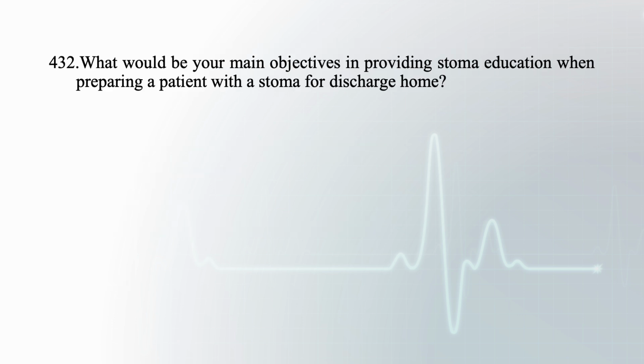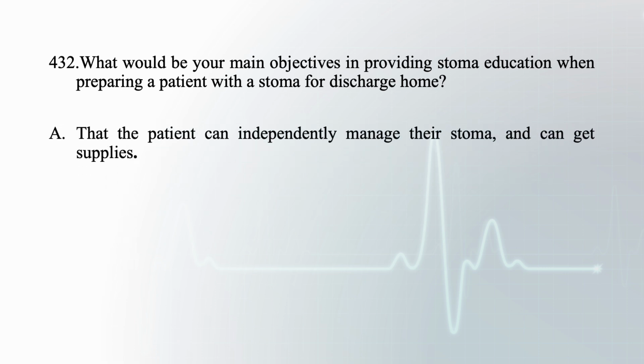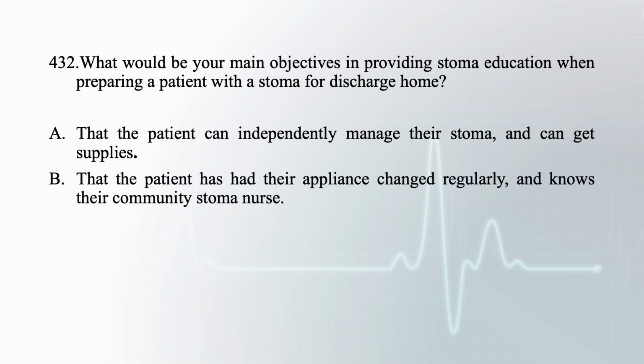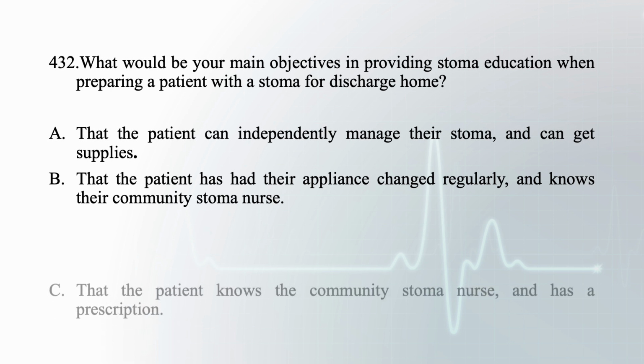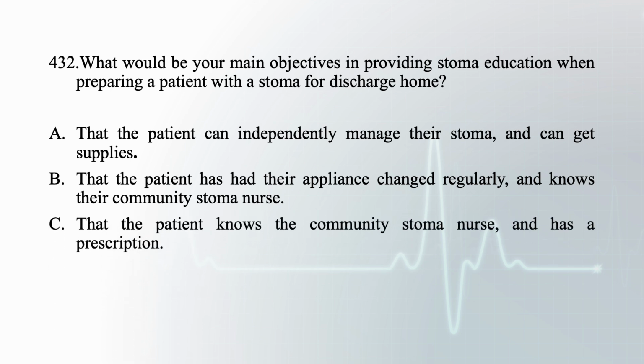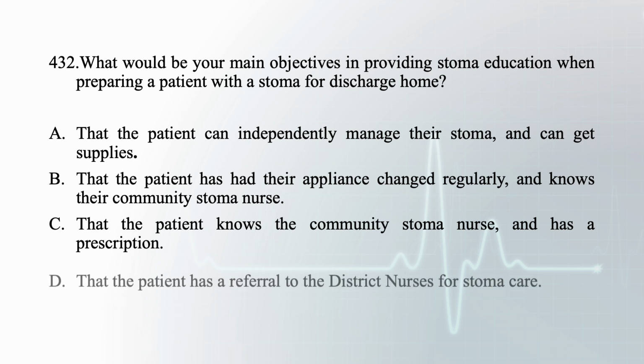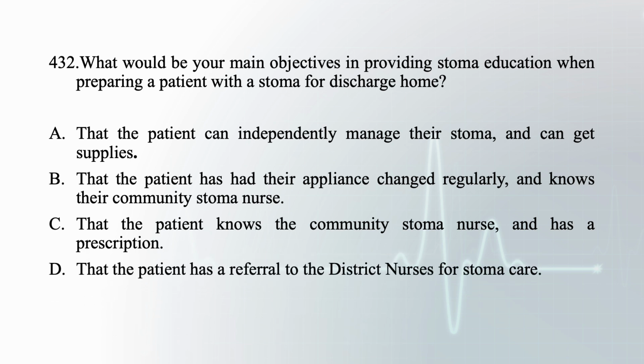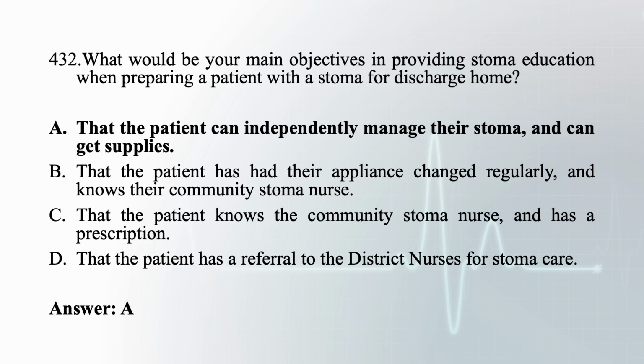Question number 432. What would be your main objectives in providing stoma education when preparing a patient with a stoma for discharge home? Option A, that the patient can independently manage their stoma and can get supplies. Option B, that the patient has had their appliance changed regularly and knows their community stoma nurse. Option C, that the patient knows the community stoma nurse and has a prescription. Option D, that the patient has a referral to the district nurses for stoma care. The correct answer is option A, that the patient can independently manage their stoma and can get supplies.